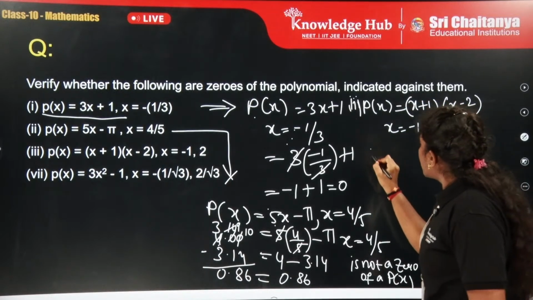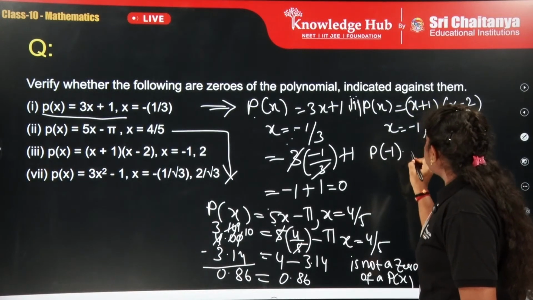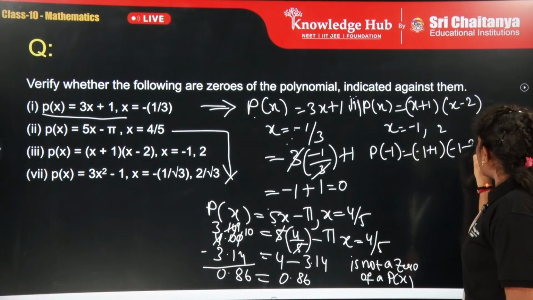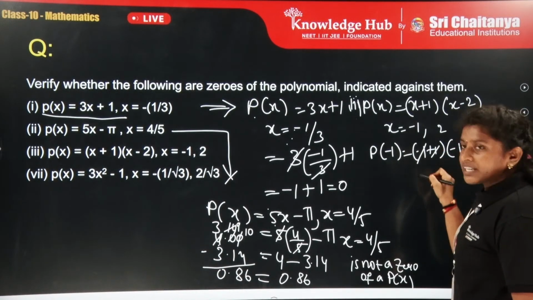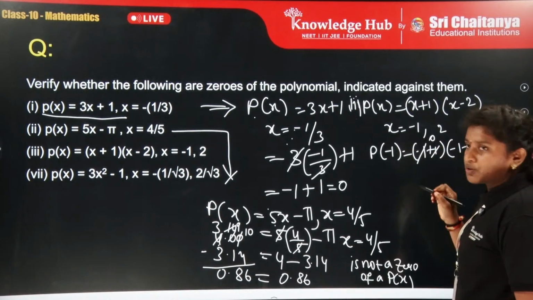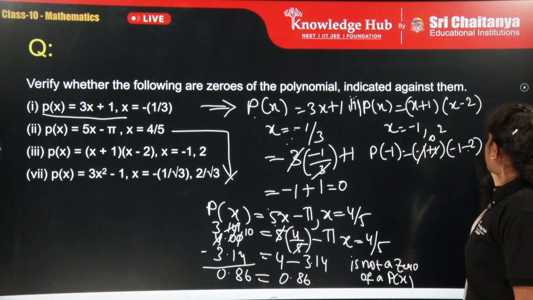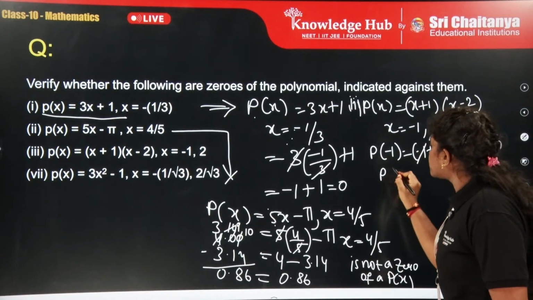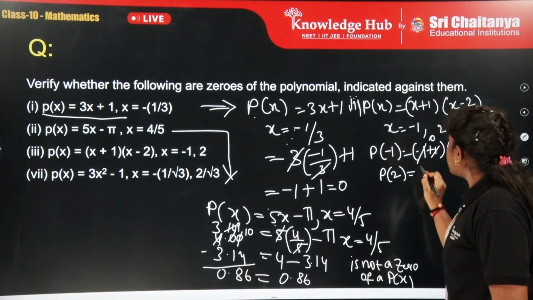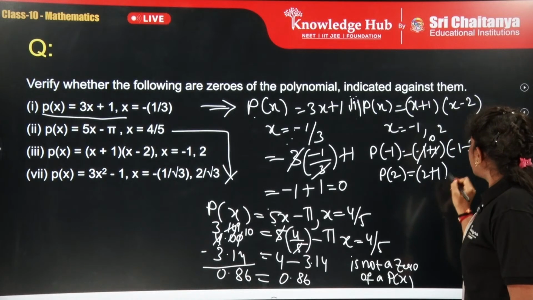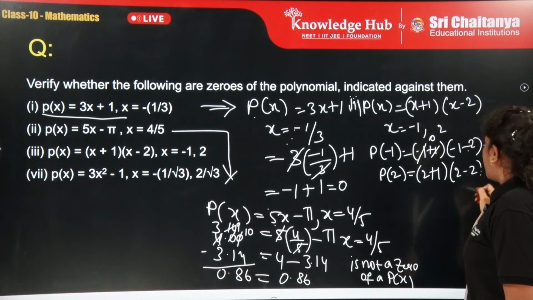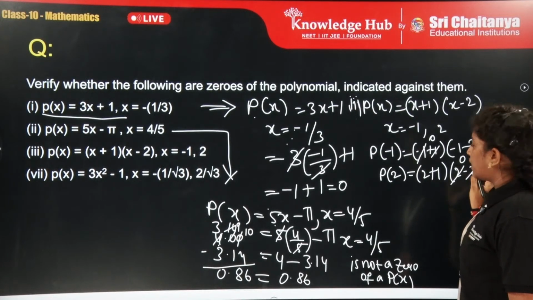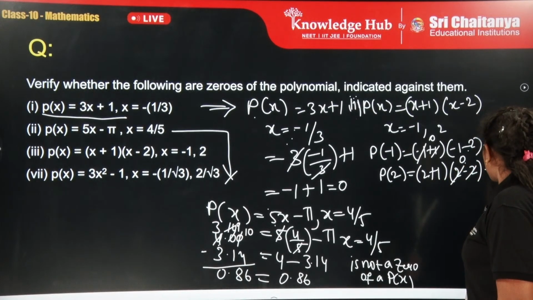So now, p of -1 will become (-1 + 1)(-1 - 2). So -1 plus 1 will get cancelled and you will get this value as 0. So 0 into anything will give you 0. Now let's check for 2. That becomes p of 2, which is nothing but (2 + 1)(2 - 2). Now 2 and -2 will get cancelled, and here you will get the value as 0. Now 0 into anything will give you 0.